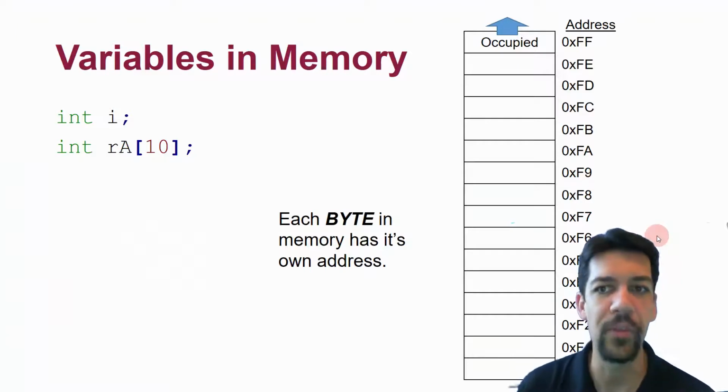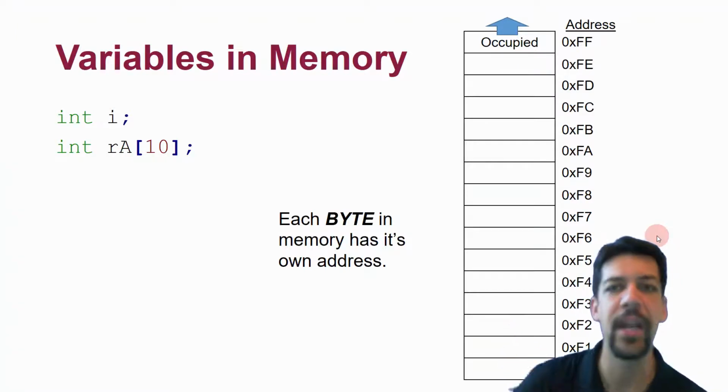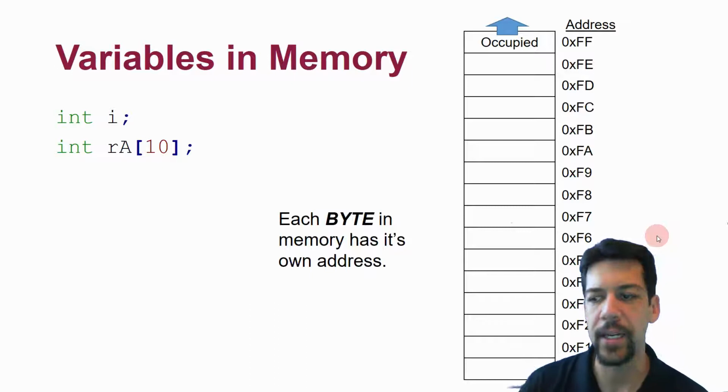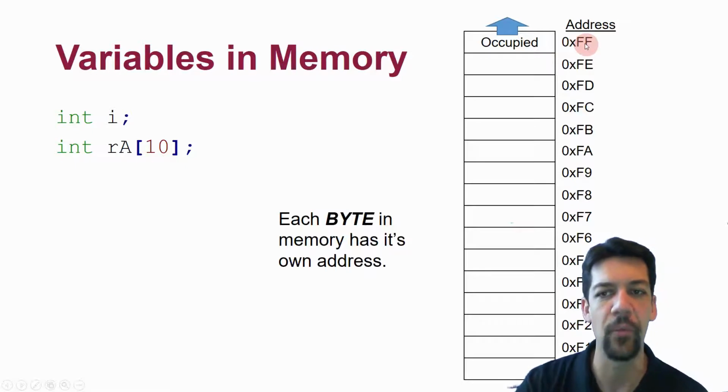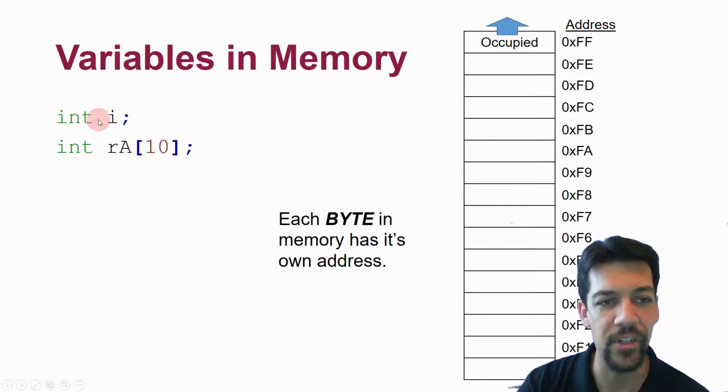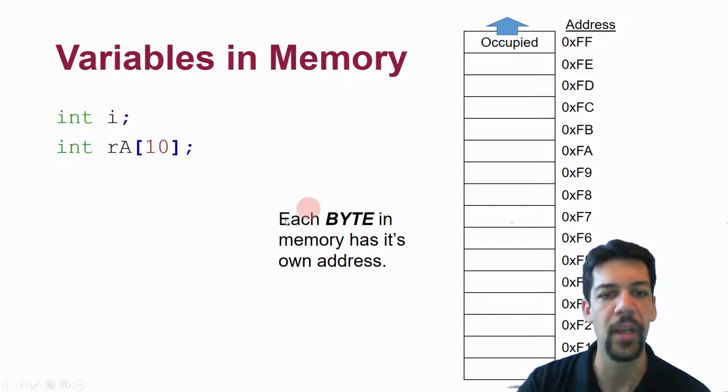So here's a memory map. We've got our occupied memory at the top of the block here. We've got our address, which starts out at the top at 0xFF, and we're going to go down in this case, right? So when we have some piece of code like this, we've got int I, and that declares a variable of the type integer that needs to be allocated in memory, and the compiler does this for us.